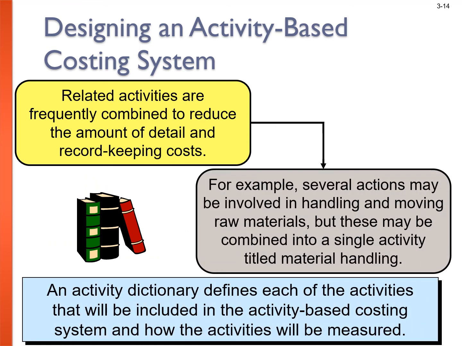So how do you do that? Well, related activities are frequently combined to reduce the amount of detail in record keeping. For example, several actions may be involved in handling and moving raw materials, but we may combine them all and just call them material handling instead of handling material, moving material. Everything's together as one. So an activity dictionary defines each of the activities that will be included in the activity-based costing system and then how the activities will be measured. So as a group, you have to define that. And that's the hard part of creating the activity-based costing system.